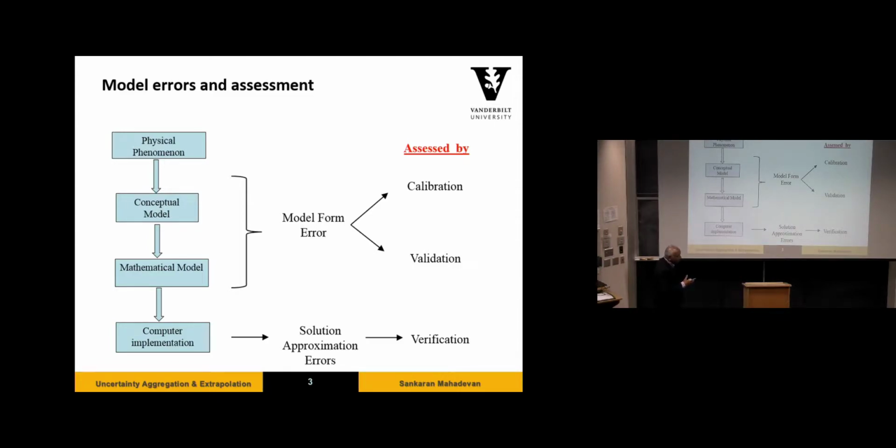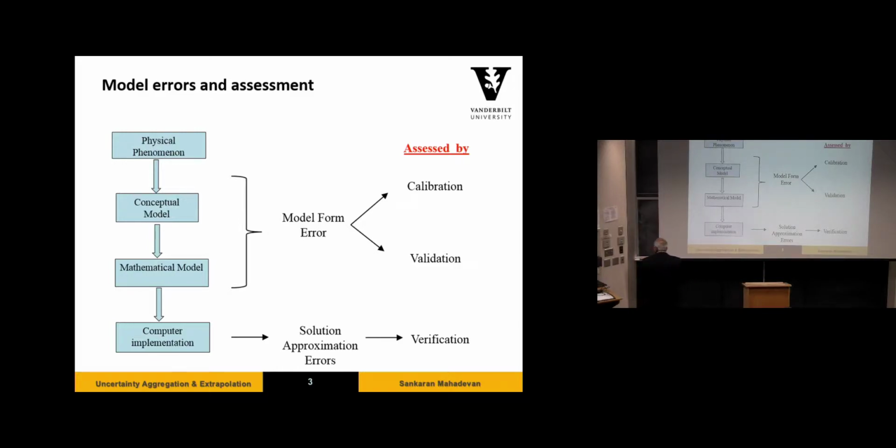The model form error, which appears in the governing equation of the model, can be assessed in two ways in the literature. One is through calibration techniques, Bayesian calibration in particular, and the other is through validation techniques, where you compare model prediction and observation, and then make a statement about how valid the model is. The numerical errors, the solution approximation errors, are typically addressed using verification techniques.